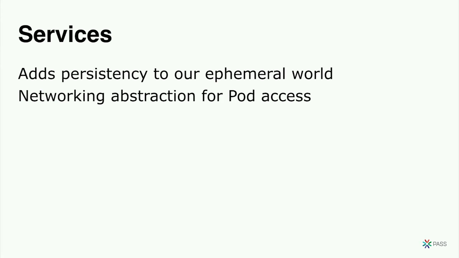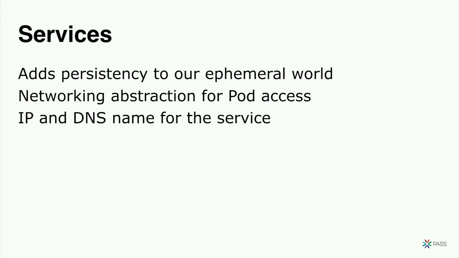And so we get this concept of a networking abstraction for access to those pod-based applications, right? We're going to get IP and DNS for this. So we'll get an IP to point users to, or to point our applications to, whether it be for caching and data tiers or things like that. And we'll also get internal DNS so we can reference these things by name. Services also provide rudimentary load balancing.